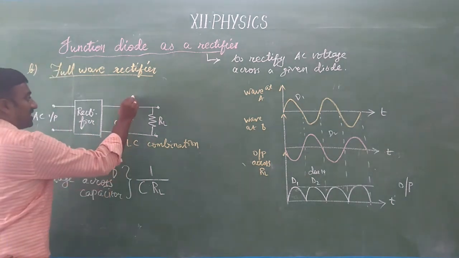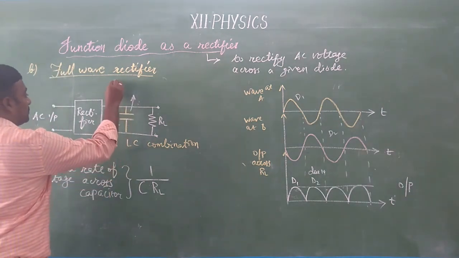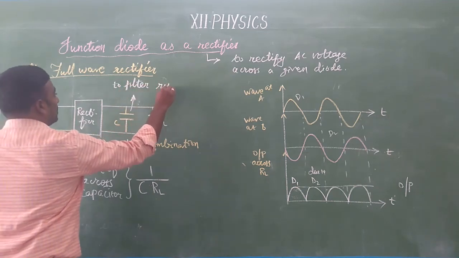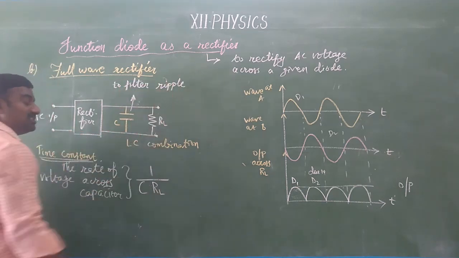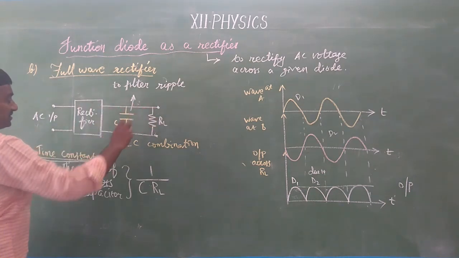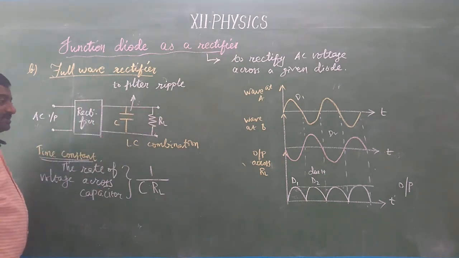So what is the role of the capacitor? It is used to filter the ripple. What is called ripple? A small change in the waveform. The capacitor filters the ripple, that is, the small change in the waveform. That's why a capacitor is connected across this circuit, in parallel.